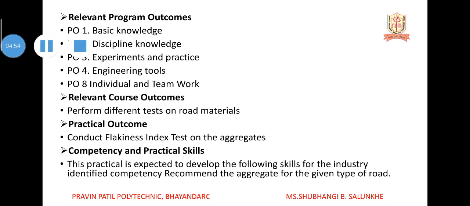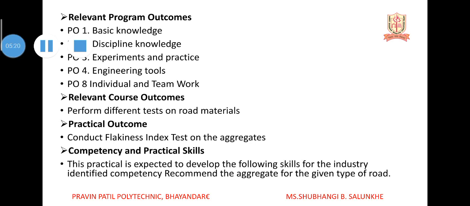Then PO3, that is experiments and practicals. The ability to plan and perform the experiment and practicals, to obtain the result or to solve that problem and to give the solution to that problem, is known as experiments and practicals. Then PO4, what is PO4? Engineering tool. What is engineering tool?